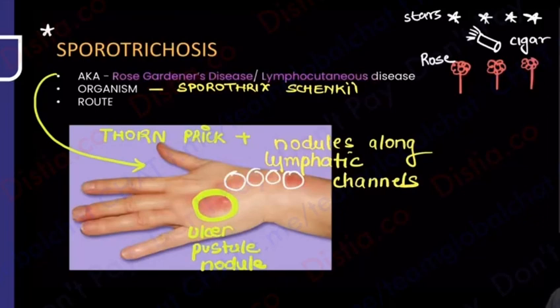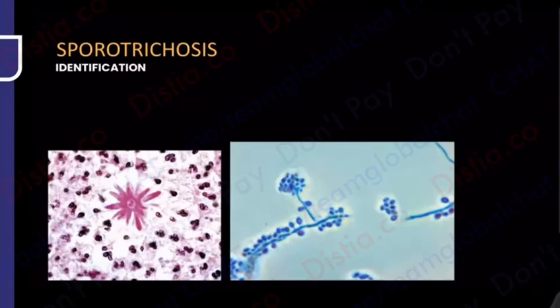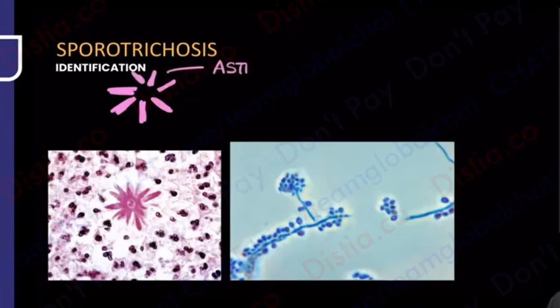Now, coming back to the good life, the rose part of the story I have understood: how the rose is causing the problem. Let me look at this under the microscope. Now comes the story of the cigar and the stars. When I look at this under the microscope, the first thing that I see is this very famous star-shaped body. So what is that star-shaped body? That is nothing but the asteroid body.